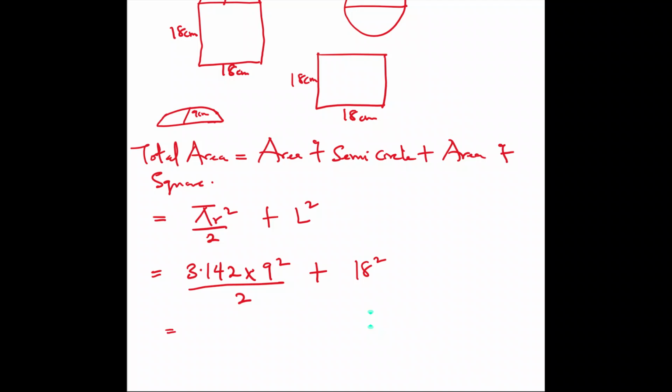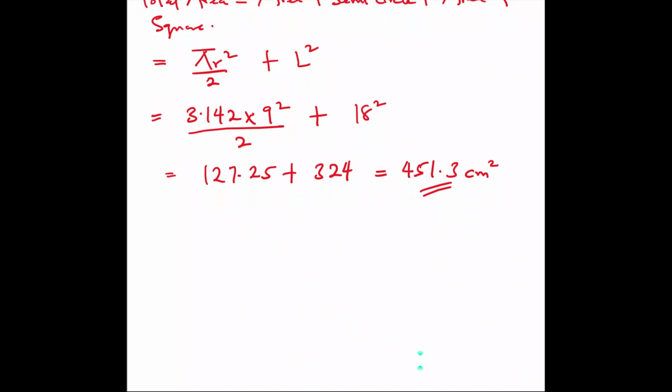3.142 times 81 should give us 254.502. So if we divide that by 2, we should get 127.25. Plus 18 squared, which is 324. So 324 plus 127.25 should give us 451.3 centimeters squared. So that's the area for that shape.